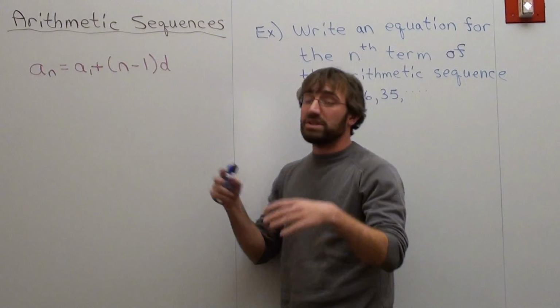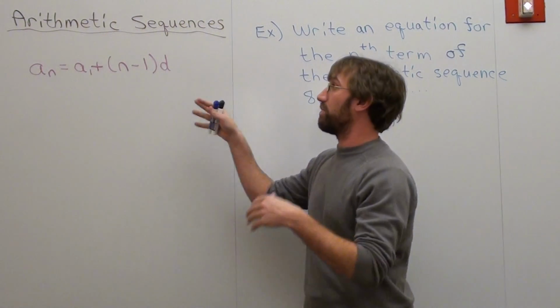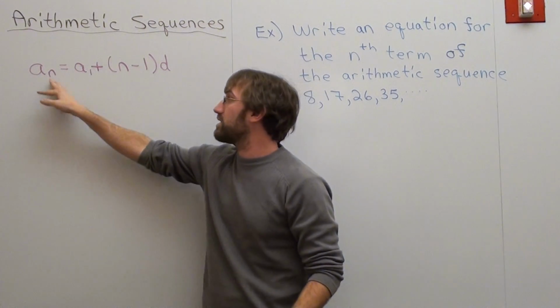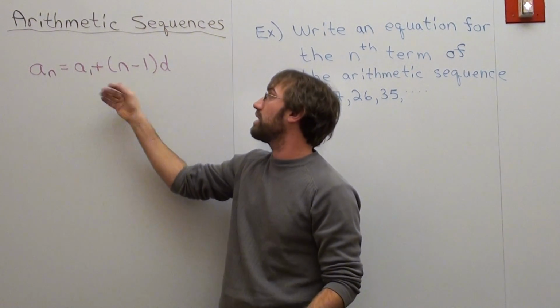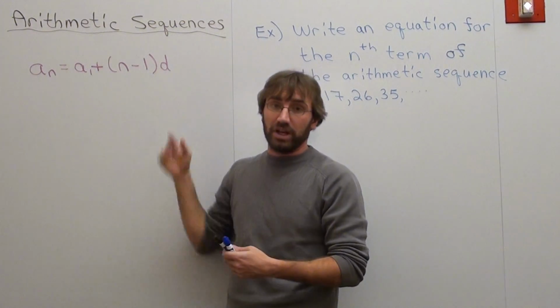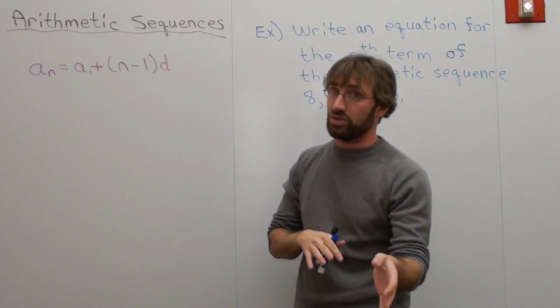Hello. In this lesson, we're going to look at something called an arithmetic sequence. An arithmetic sequence follows this equation right here: a sub n equals a sub 1 plus the quantity n minus 1, all multiplied by something called d. Now, that's a little intimidating for students to start out with.